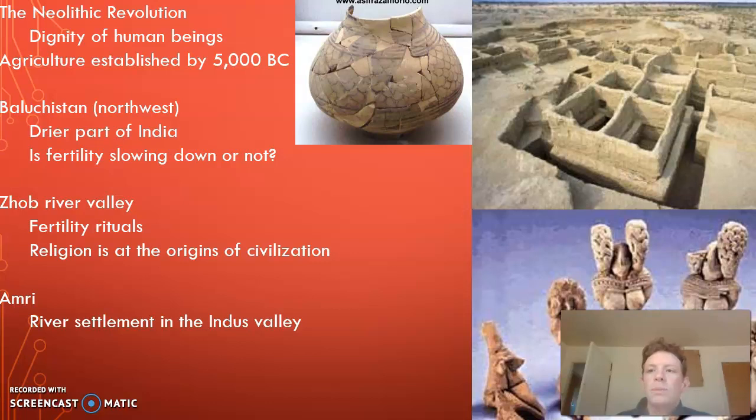And it's at this point that we start to find remains of cities rather than just farming villages. And so we don't really know how long it took to make this transition from villages to cities, but we find these cities in the Indus Valley. This is where we're going to find the earliest historic civilizations in India that we're going to be looking at next week. The remains that we find in Amri are the remains of pottery that you see at the top of the screen here.